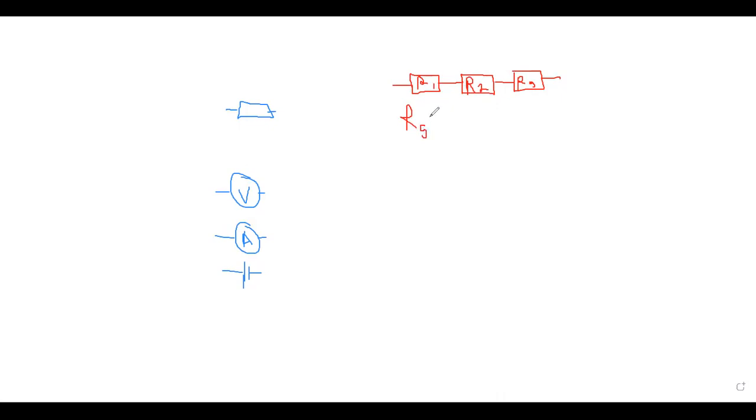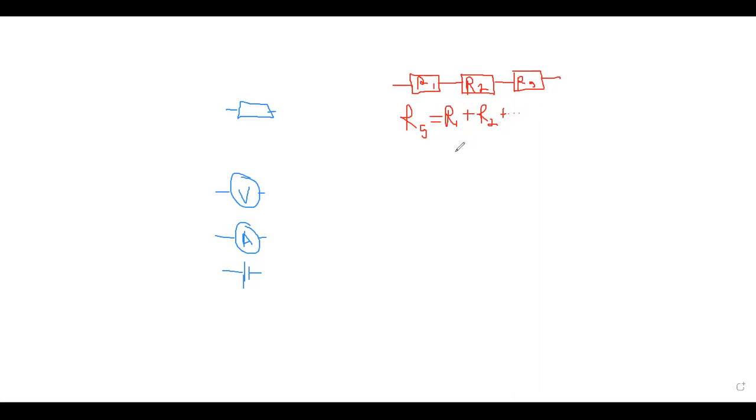And this total resistance is equal to R1 plus R2 plus, it goes on and on and on, depending on how many resistors you have in series on your given circuit. So you can have like 10 resistors in series, R1, R2, R3, all the way up to R10. So that's why I'm just gonna say dot dot dot. It goes on and on.